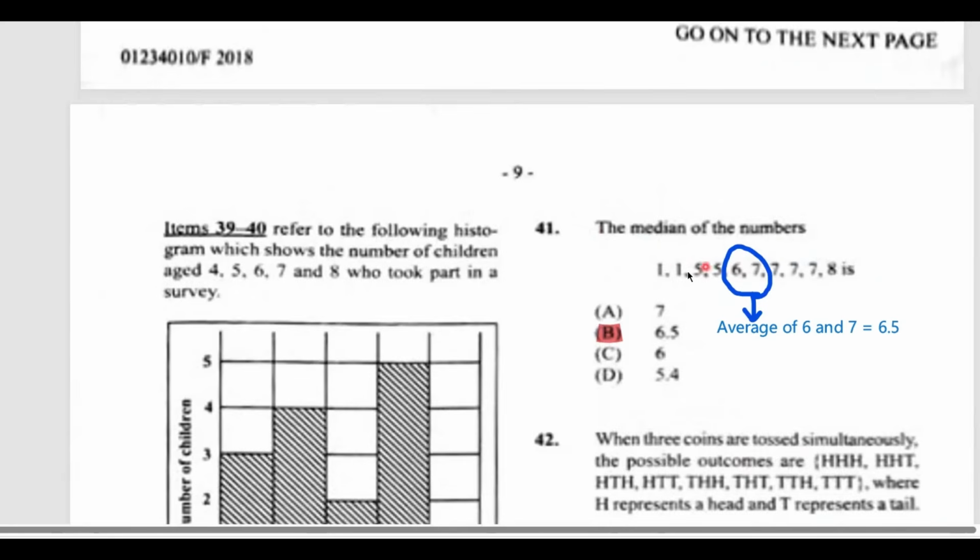Now 41, median of the numbers. It's already in ascending order. All right. So, we could cross out coming in. And when coming in, you come down to 2 numbers in the middle. Okay. And the 2 middle numbers, you find the average of them, 6 add 7. Okay. That'd be 13. And then you divide 13 by 2 for its average. You get 6.5. That is B.